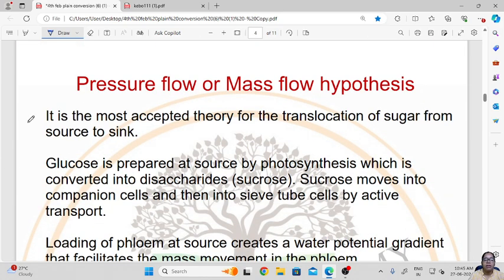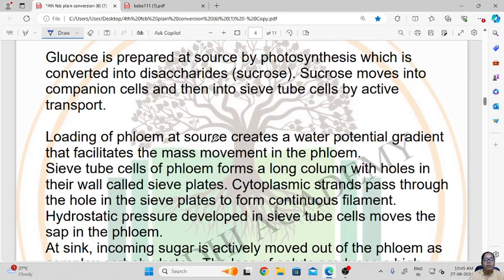So this source sink relationship happens because of the pressure flow or mass flow hypothesis. So let us understand how this pressure flow or mass flow hypothesis helps in the translocation of the sugar from the source to sink. It is the most accepted theory for the translocation of sugar from source to sink. Glucose is prepared at the source by photosynthesis, which is converted into disaccharide, that is sugar. Sugar moves into the companion cell and then into the sieve tubes by active transport. Loading of the phloem at source creates a water potential gradient that facilitates the mass movement in the phloem.